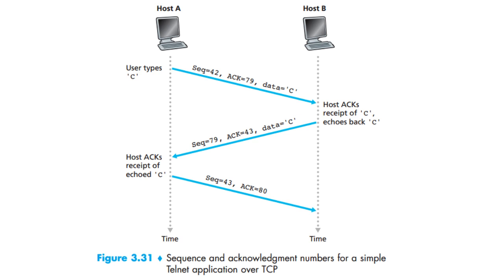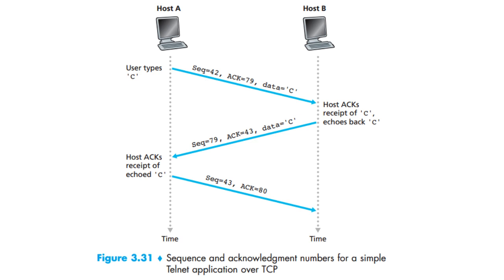The second segment is sent from the server to the client. It serves a dual purpose. First, it provides an acknowledgement of the data the server has received. By putting 43 in the acknowledgement field, the server is telling the client that it has successfully received everything up through byte 42 and is now waiting for byte 43 onward. The second purpose of the segment is to echo back the letter C.